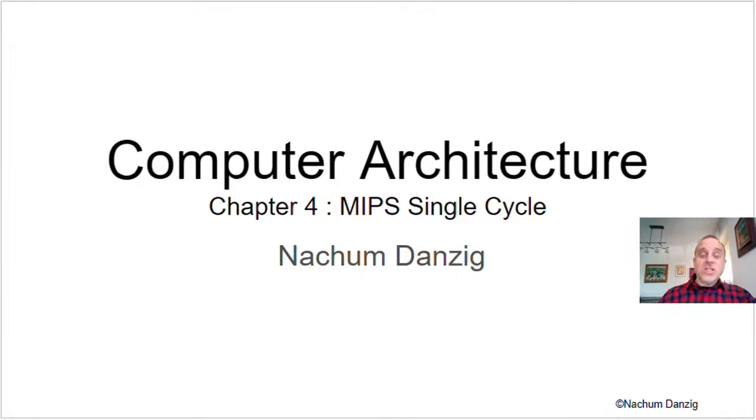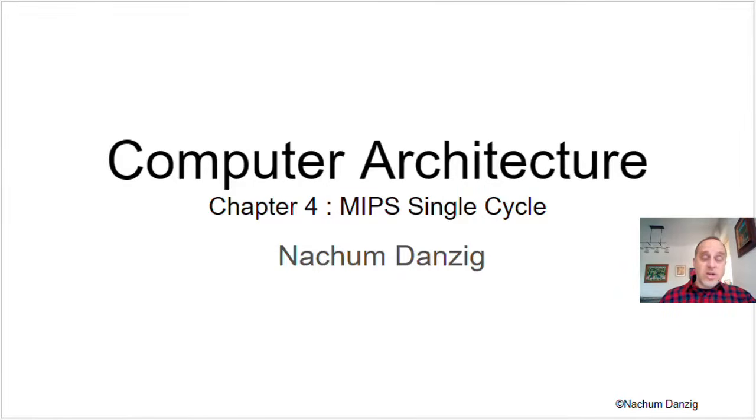Today we're going to discuss the single cycle MIPS implementation, and specifically how the computer executes three instructions. How it executes the load word instruction, how it executes the R-type instructions, and how it executes a BEQ, a branch if equal instruction.